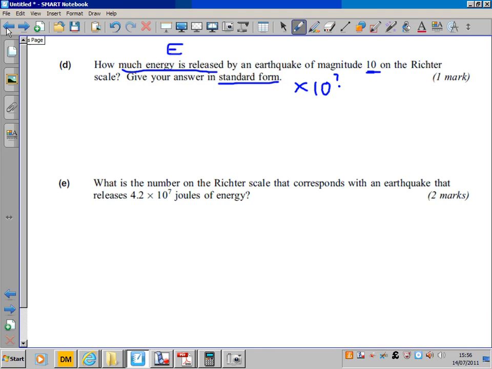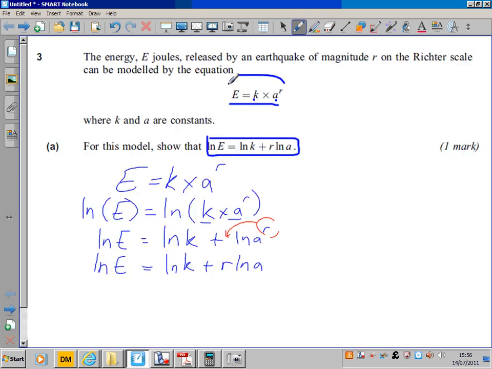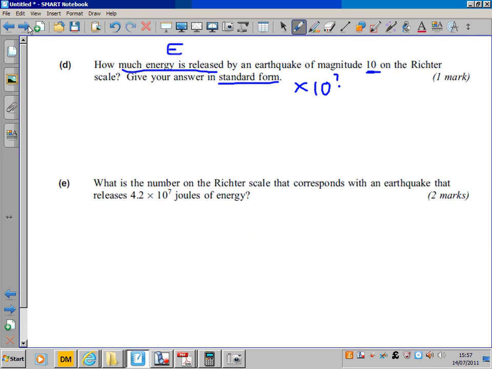If I just go back to what my original equation was, which was here, E is equal to K times A to the power of R, where R is the magnitude of the earthquake on the Richter scale. So let's write that down here. E equals K multiplied by A to the power of R. Okay, so I've got to work out E when R is equal to 10, because it says magnitude 10 on the Richter scale. So I'm going to sub that value R equals 10 into the equation.